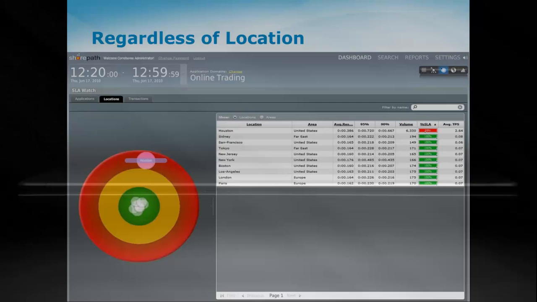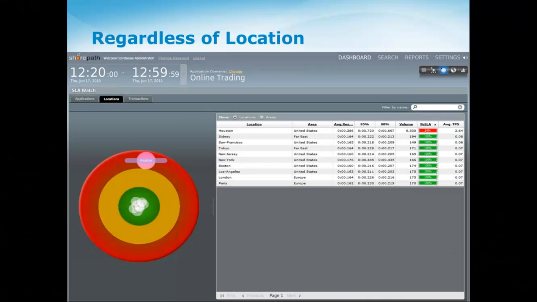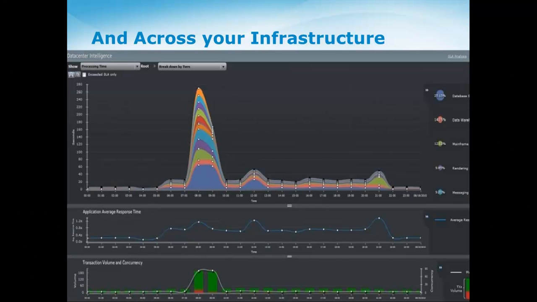There were a whole lot of different places, and by using a product like Sharepass, you could have a clear view of the service level at the location, as well as the breakdown across your infrastructure of what component, what part of your infrastructure is contributing to the slow performance of that given application.